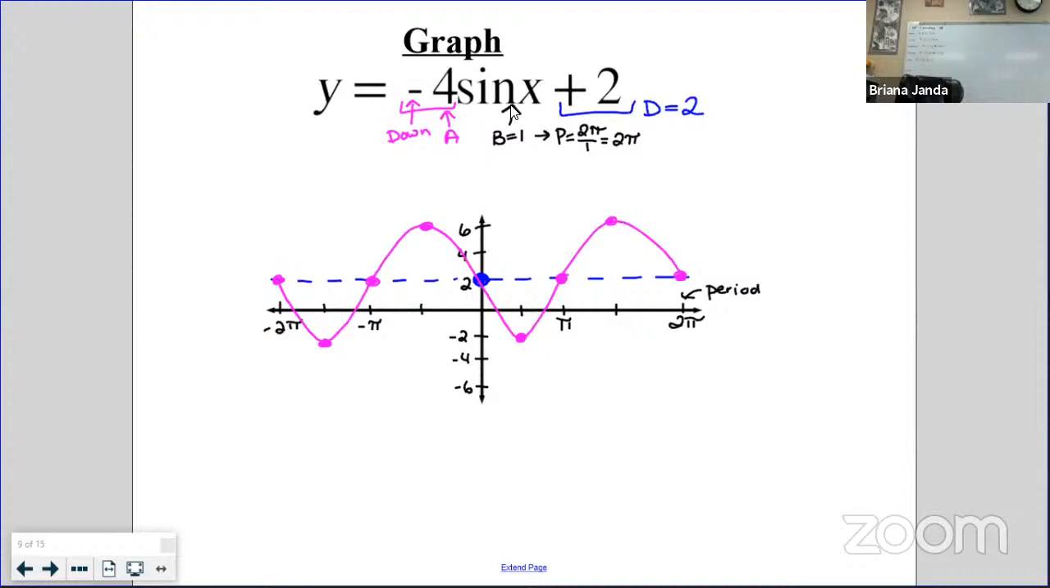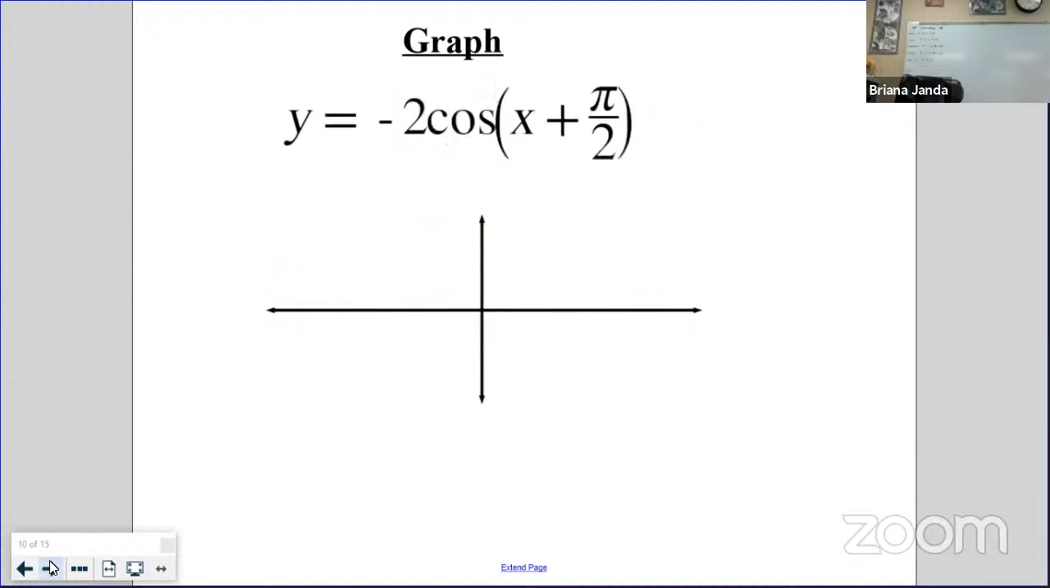Questions? All right. I think we've got 3 more total examples today. Next one, -2 cosine of x plus pi over 2.